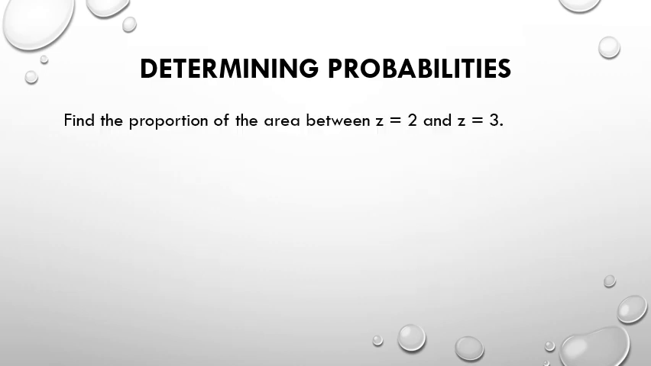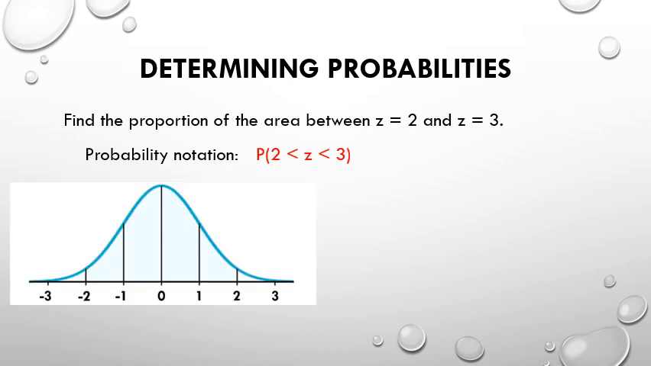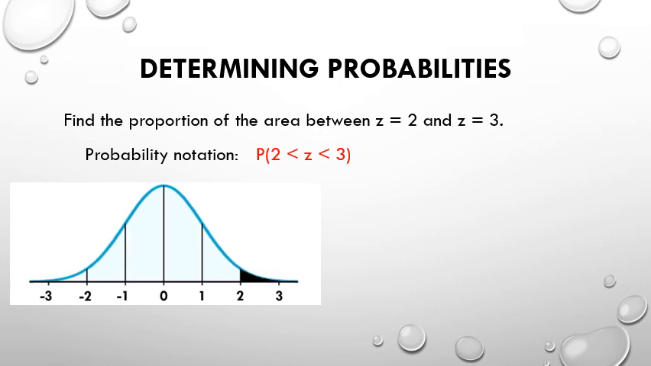Let us have an example. Find the proportion of the area between Z equals 2 and Z equals 3. So, unsa may probability notation ana niya? Okay, so mao ni. The probability of the area of Z between 2 and 3. So, ang graph. Asa ba makita? So, what you have to do is locate asa ang 2, asa ang 3, then the area in between, mao na siya. So, this one. Okay? Kana siya mao na ang area nga atong pangitaon. Pilay area anang between Z equals 2 and Z equals 3.